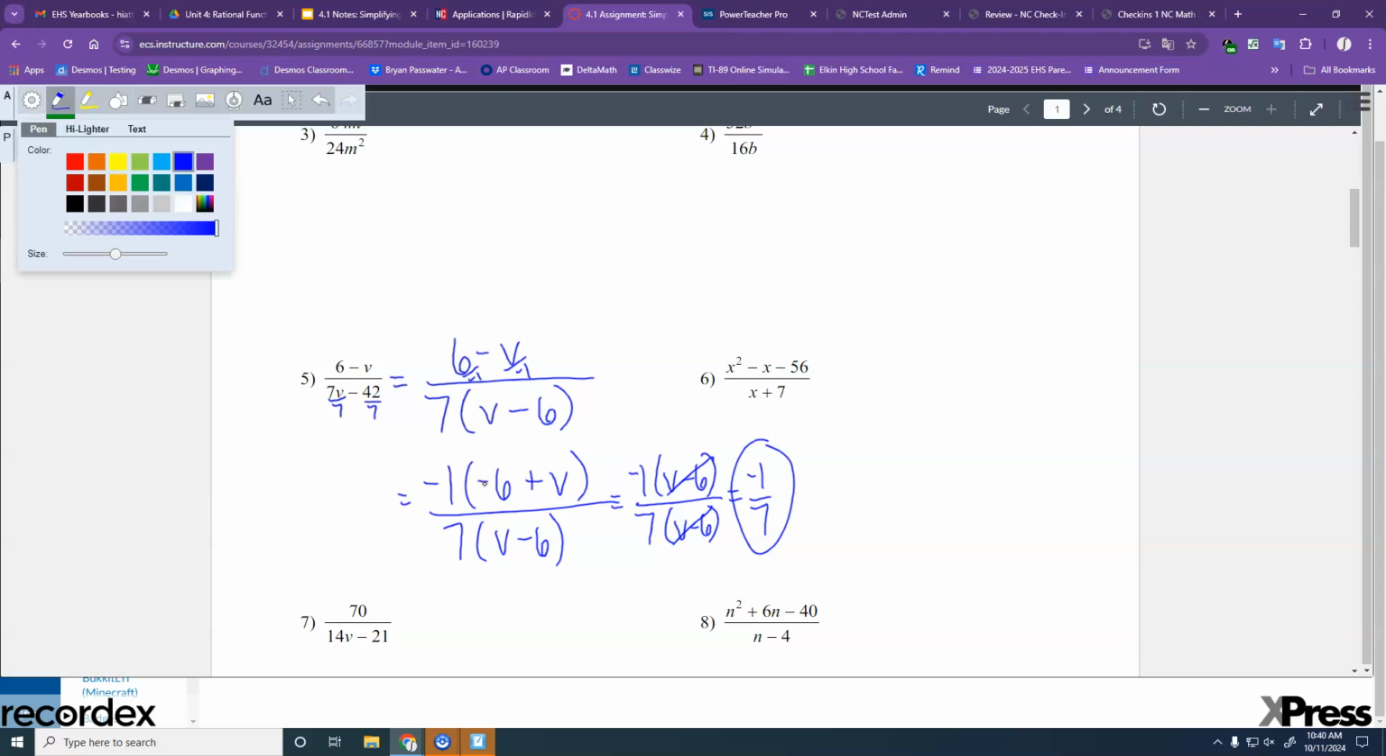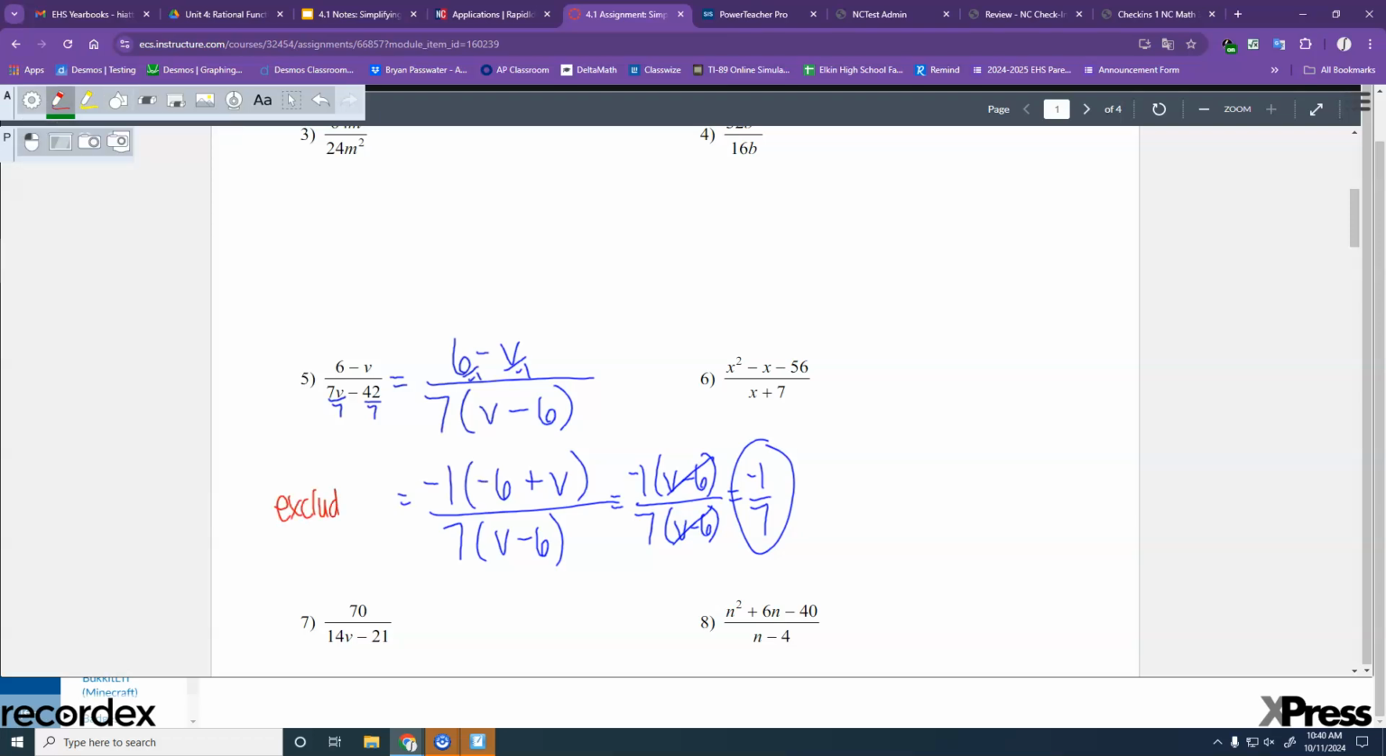What would the excluded value be? I forgot to put that. x cannot equal a positive 6. So that one's a little tricky, but if you see that they could almost cancel, but they just need to switch in their subtraction, that is what you'll do for those.